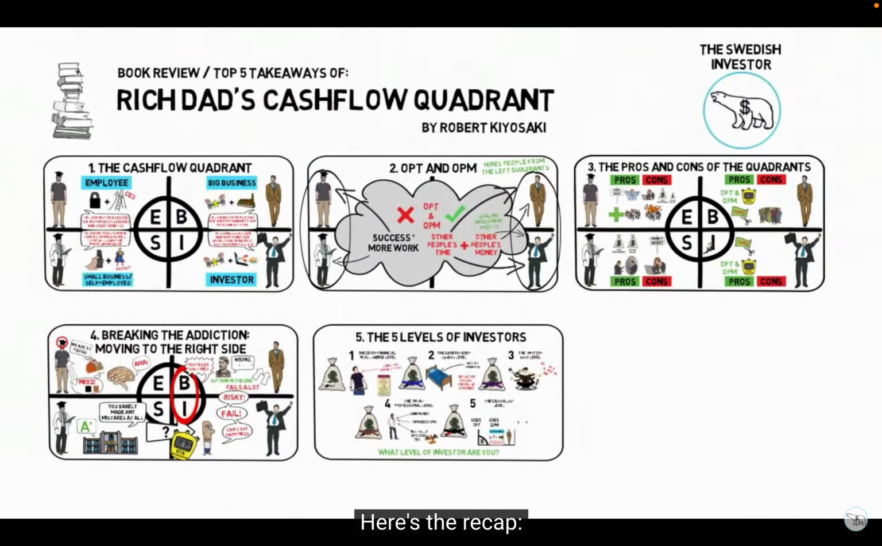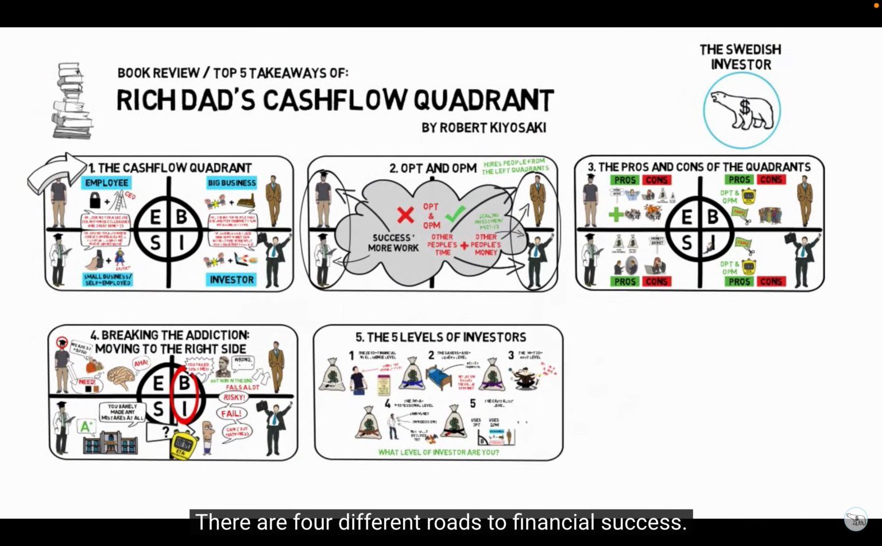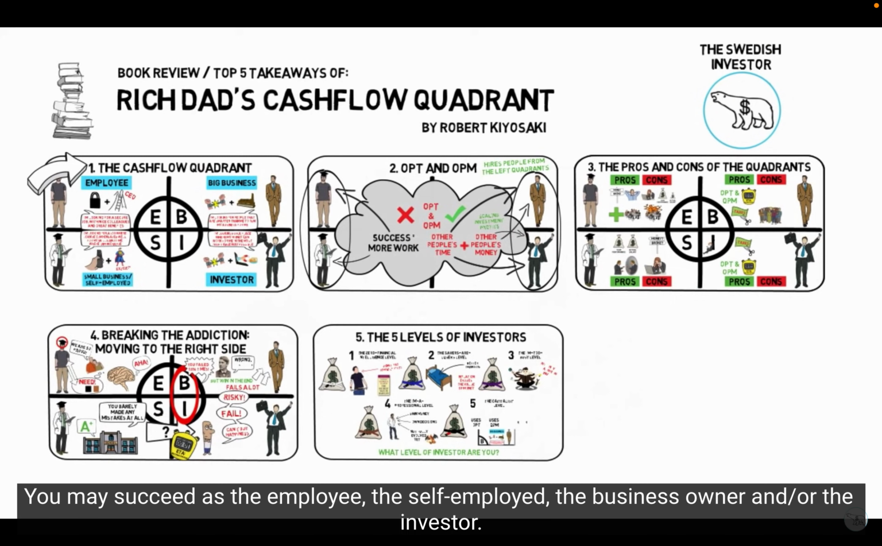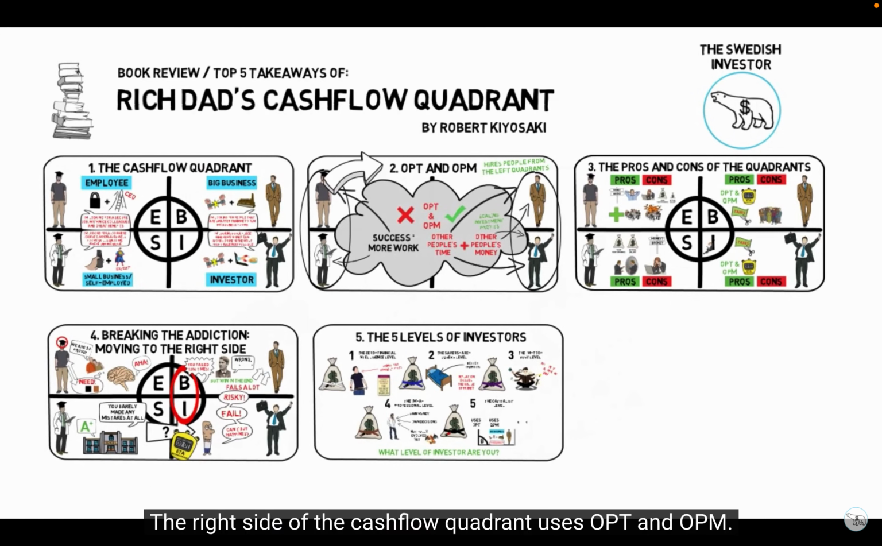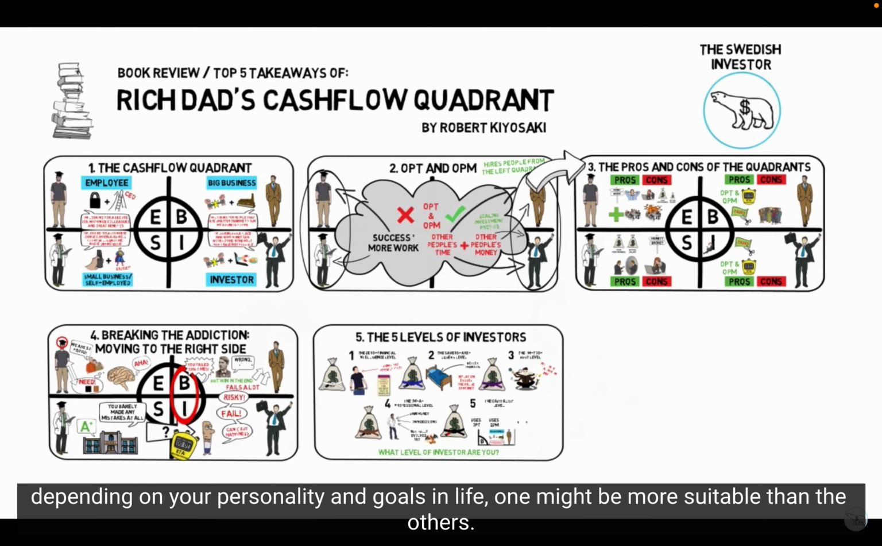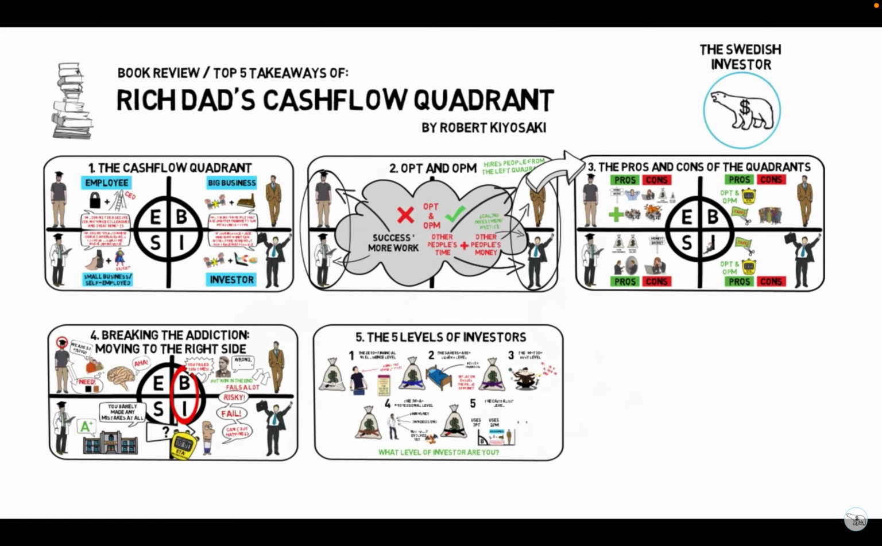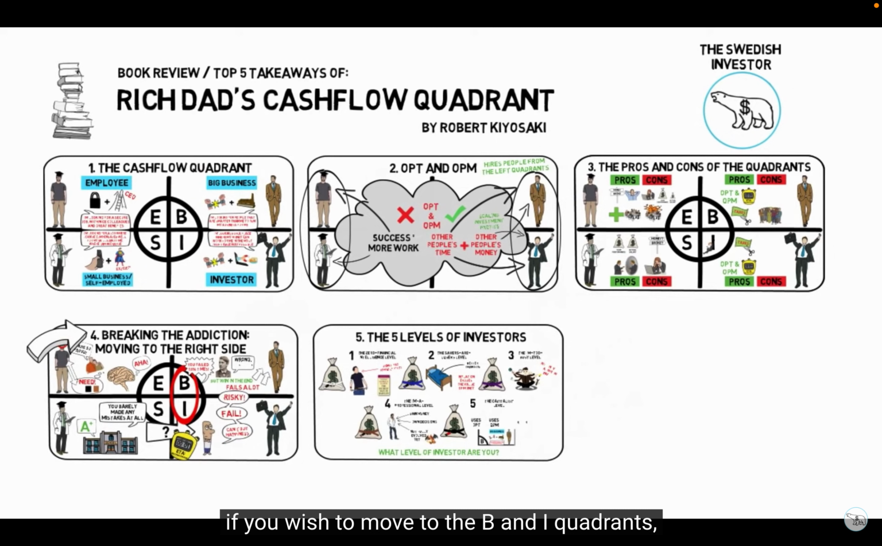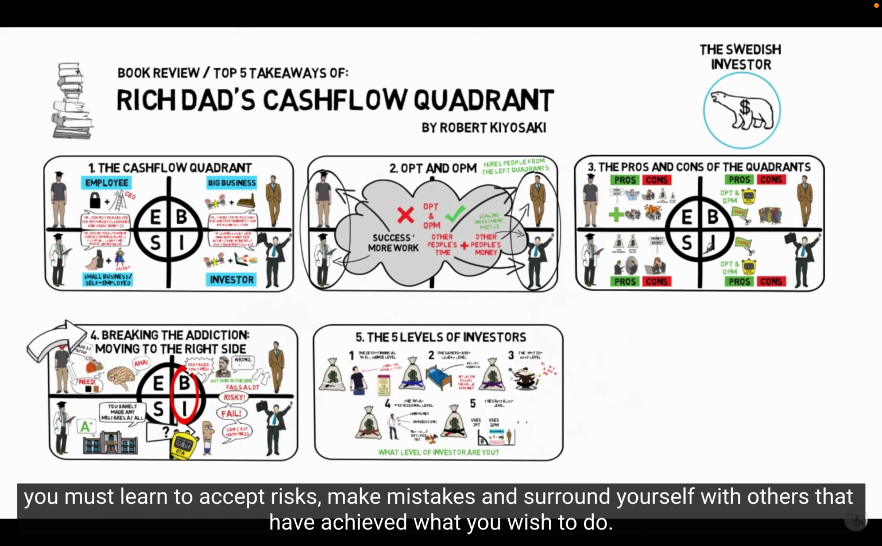Here's the recap. There are 4 different roads to financial success. You may succeed as the employee, the self-employed, the business owner, and/or the investor. The right side of the cash flow quadrant uses OPT and OPM. There are pros and cons with each of the quadrants, and depending on your personality and goals in life, one might be more suitable than the others. If you wish to move to the B and I quadrants, you must learn to accept risks, make mistakes, and surround yourself with others that have achieved what you wish to do.